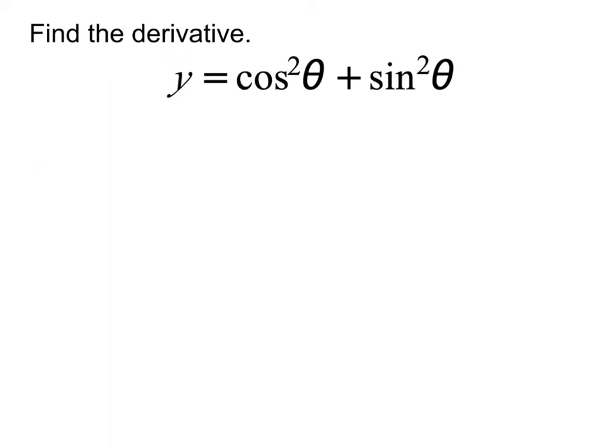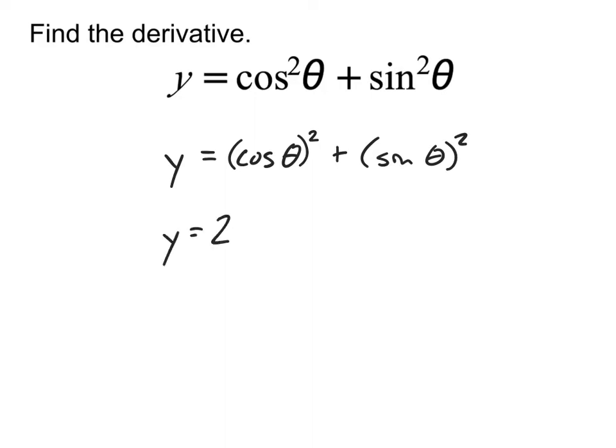Please find this derivative. All right, so there are 2 different ways you could approach this particular problem. The first way is that you could first rewrite the original equation as y equals cosine of theta squared, just to make it a little bit easier to see, plus sine of theta squared. And then we could use chain rule there. And so we could go y prime equals 2 cosine theta times the derivative of cosine, which is negative sine theta, plus 2 times sine theta cosine theta.